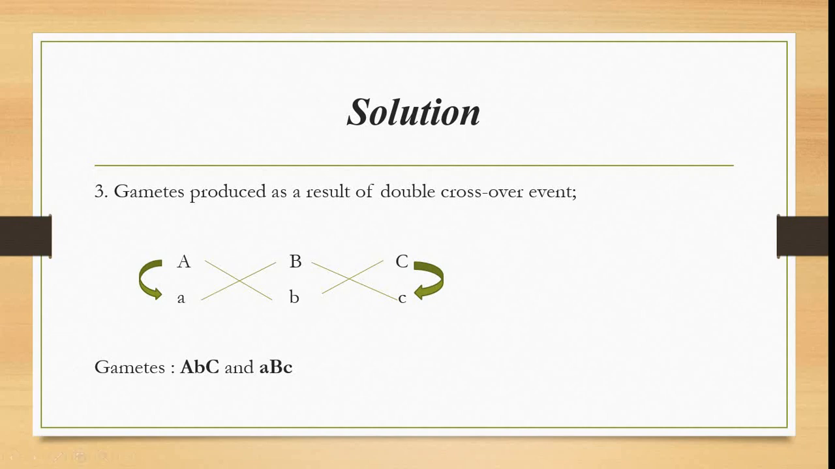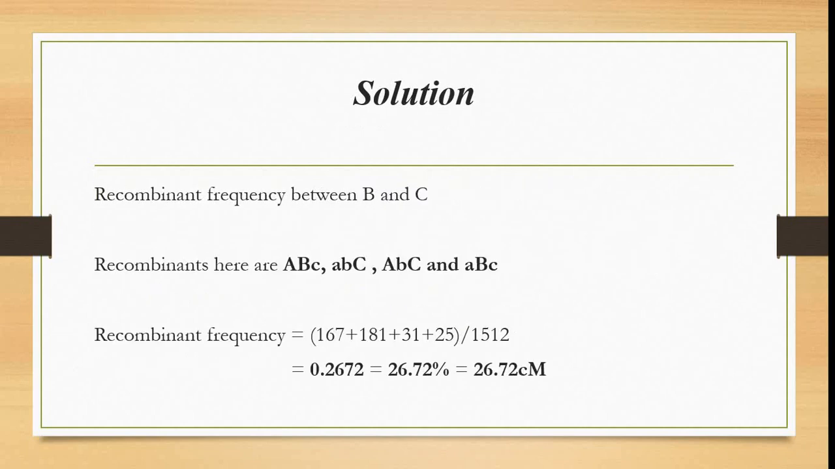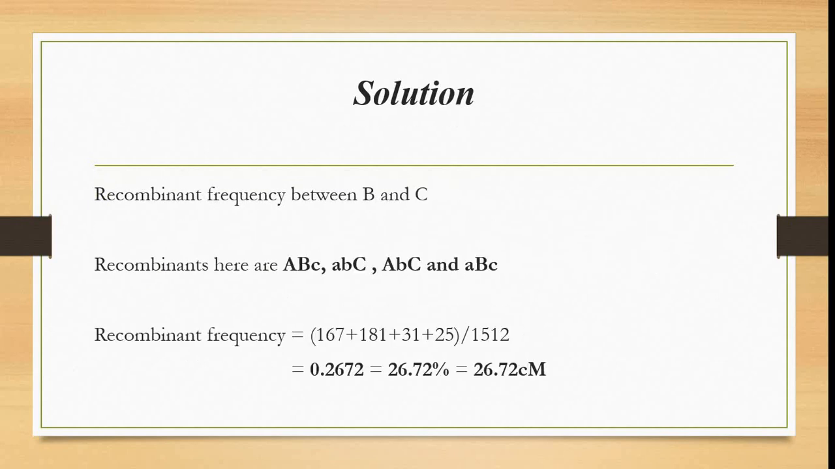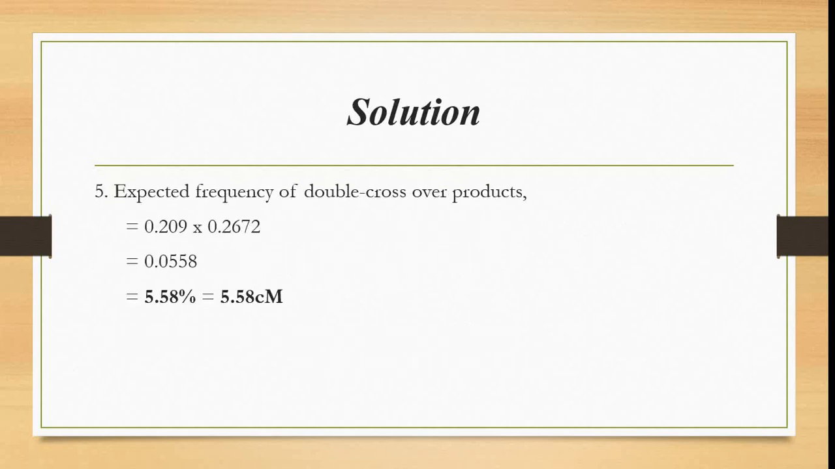So since it's two independent events, we multiply the frequencies, right? So what's happening here is independent of what's happening here, and with independent events we multiply, right? But if it had been mutually exclusive, we add it. It's either this or this. But then they are occurring together. So this and this. That is the single crossing over product that occurs between A and B and the single crossing over product that occurs between B and C. Right. So two independent events, you multiply their frequencies. So you multiply the 0.209 by 0.2672.